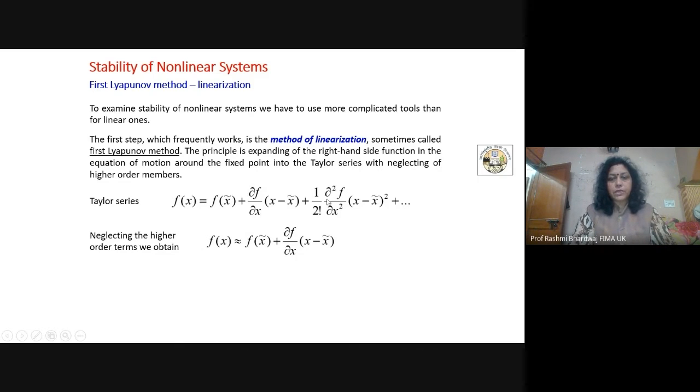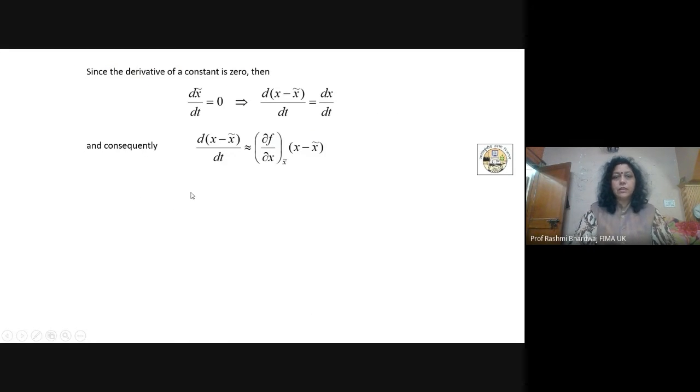Now what are we doing? We are neglecting the higher order terms of the series, so we are taking only this function. This is what we do as a linearization of the given system. Then we find the equilibrium point by putting f of x bar equal to 0. So dx by dt equals f of x. Since f of x bar is 0, you simply get del f by del x times (x minus x bar). Since x bar is constant, d of (x minus x bar) by dt is dx by dt. So simply you get this equation.